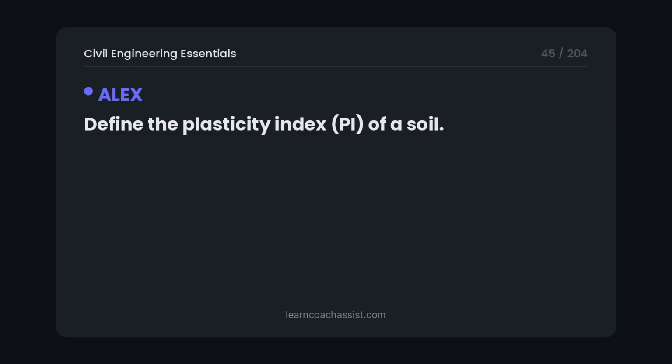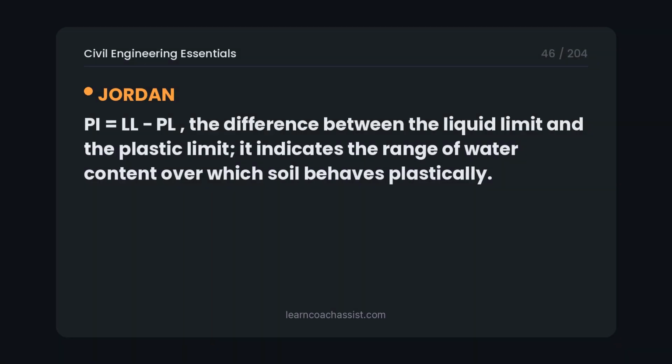Define the plasticity index, PI, of a soil. PI equals LL minus PL, the difference between the liquid limit and the plastic limit. It indicates the range of water content over which soil behaves plastically.